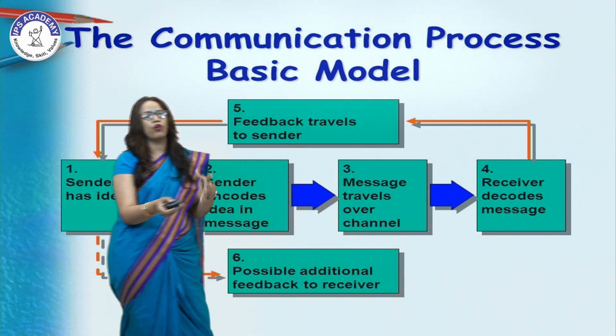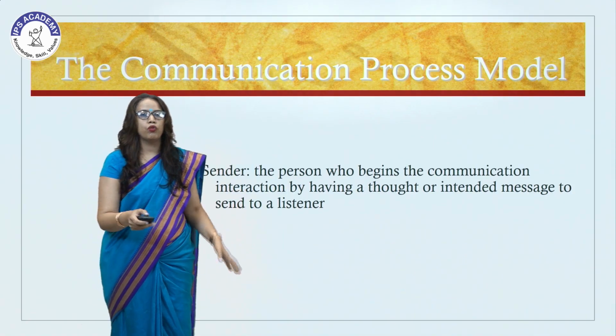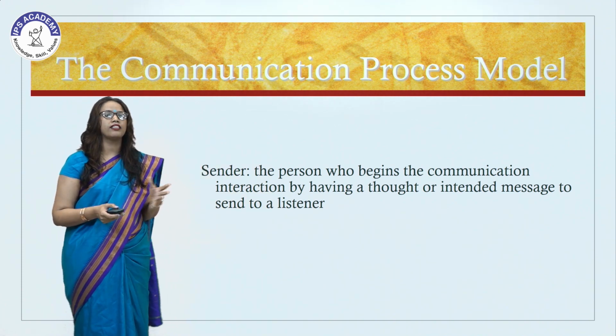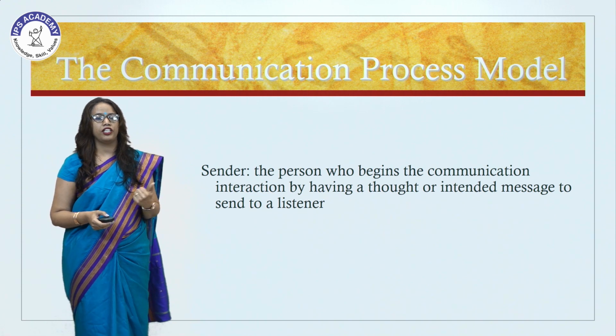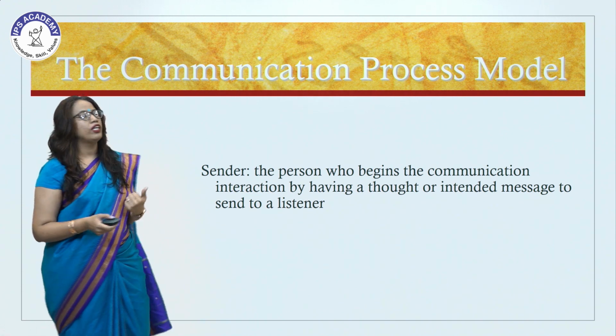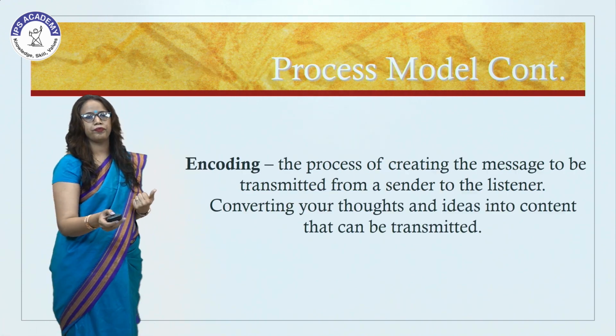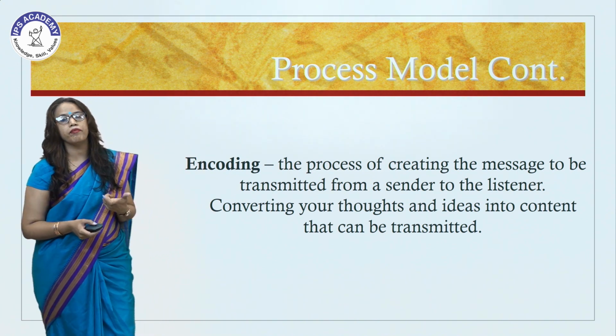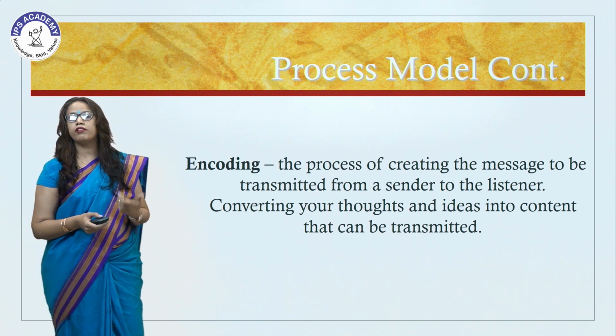Fine. So this is what the communication process is. So we'll discuss certain important things. Sender: the person who begins the communication by interaction, having a thought or intended message to send to a listener. Process of encoding. Encoding is creating the message transmitted from a sender to the listener.